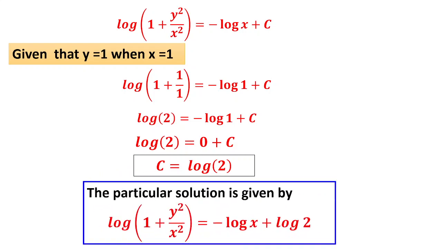Therefore you will get log of 1 plus y square upon x square is equal to minus log x plus log 2. Now remember, all of you know that on the right hand side log 2 minus log x can be written as log of 2 by x. On the left hand side you know log can be cancelled. That also can be done by you. Therefore here you see a very interesting question. Here after identifying it as homogeneous, we continued.